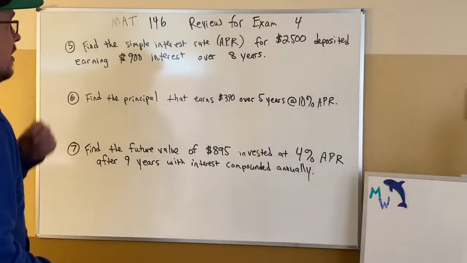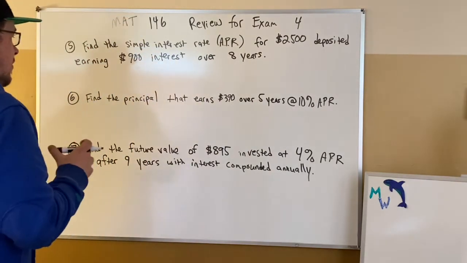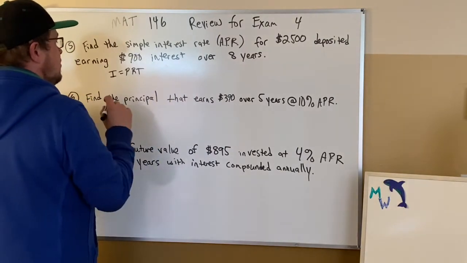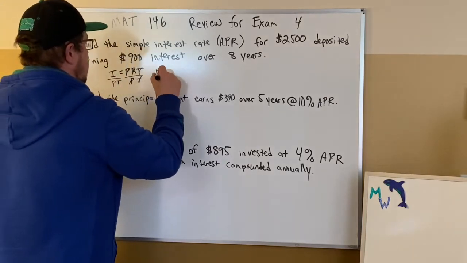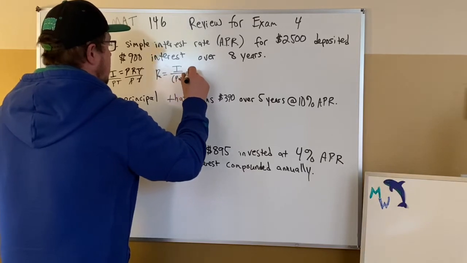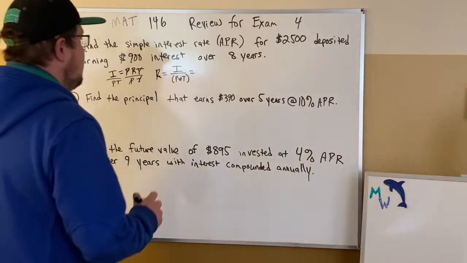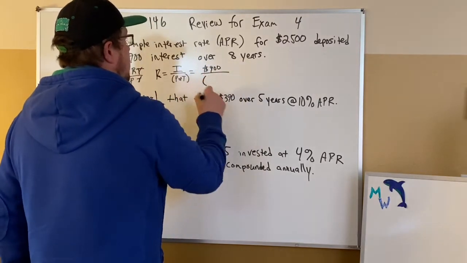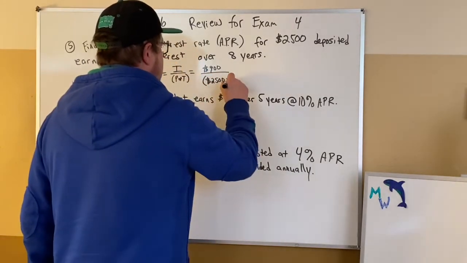This is a simple interest rate. $2,500 is deposited. $900 interest is earned over 8 years. They want me to find the APR. Well, of course, interest equals P times R times T. And in this case, they want me to find the interest rate. So we're going to divide by P and T. R equals interest over P times T. So let's see what this is going to have us filling in. The interest that we earned is $900. The principal that went in was $2,500. They both have dollar signs, and that's going to be multiplied by 8 years.